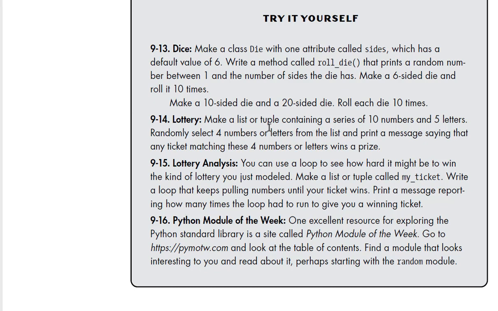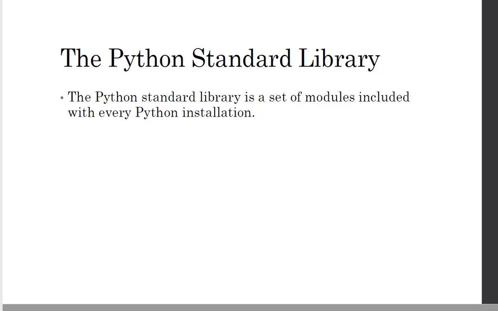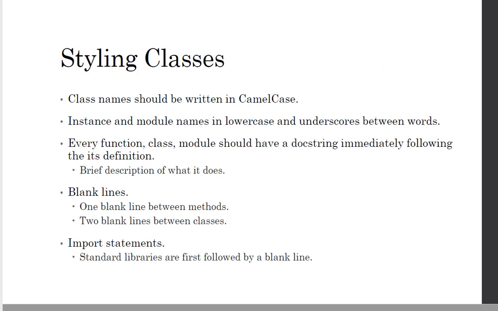Okay, so we're going to wrap up by looking at styling of classes. We looked at styling of functions in chapter 8. So for classes, class names should be written in camel case. We talked about title case because we didn't have more than one word. If you have more than one word, you're going to use camel case, so each word is capitalized, just the first letter. Instance and module names are in lowercase with underscores between the words.